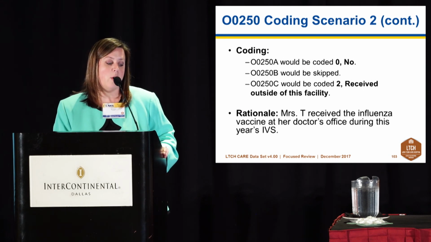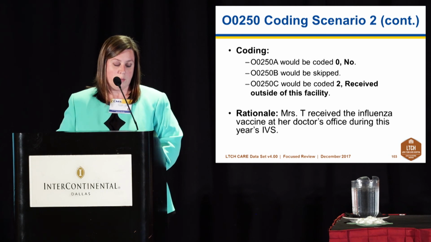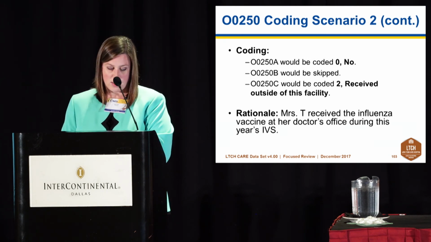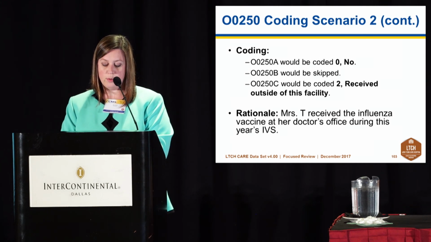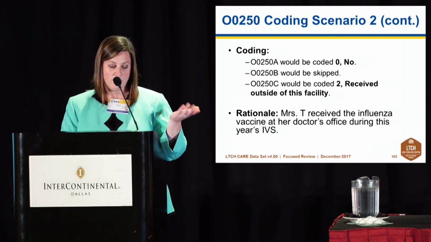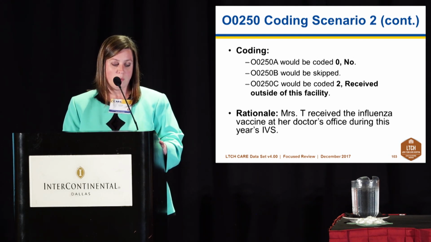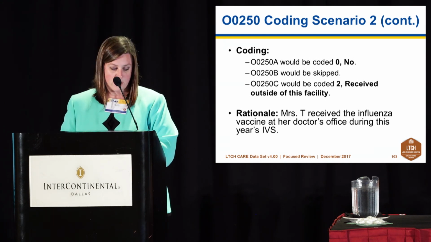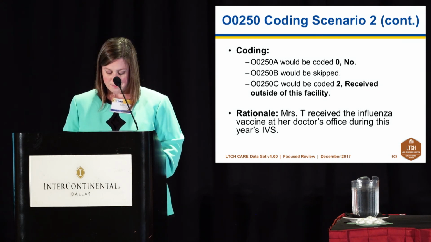So in this scenario, B0250A would be coded 0, no, because she did not receive the vaccination in the LTCH. We would then code B0250B by skipping that section, so it's not coded. And B0250C would be coded as 2, received outside of this facility. She did receive it at her doctor's office, and it was during this year's influenza vaccination season.